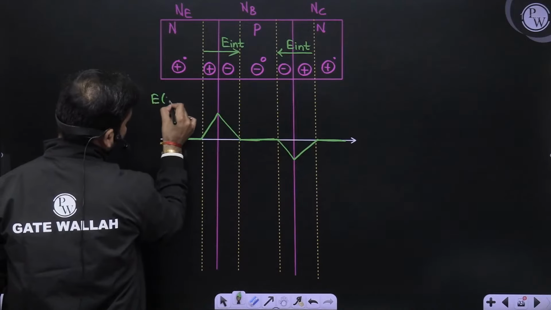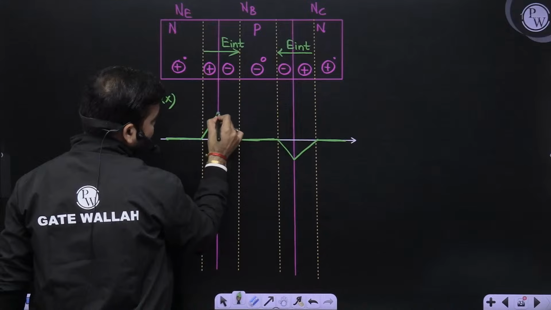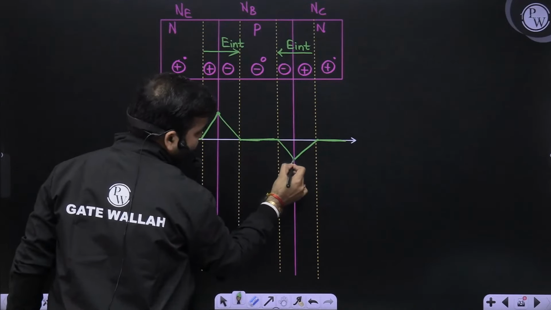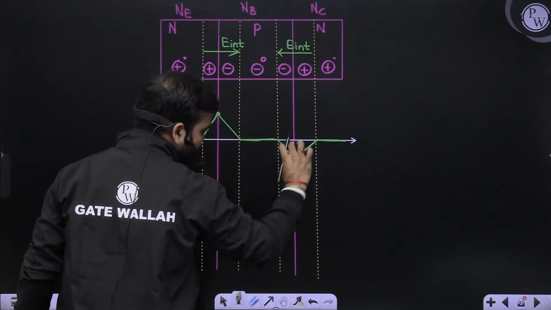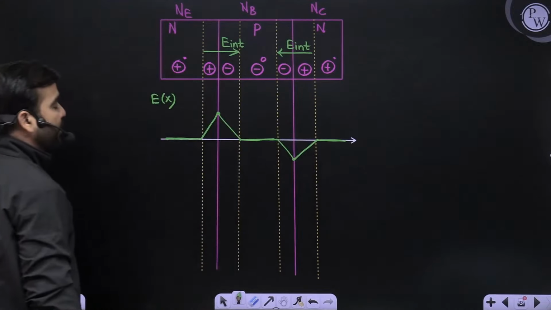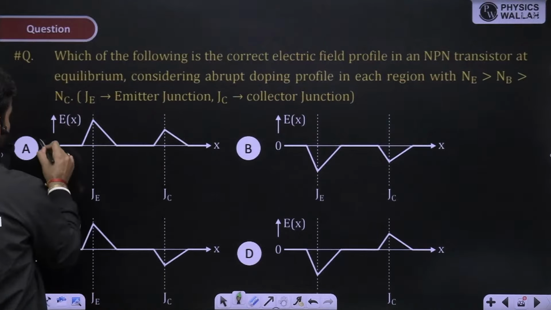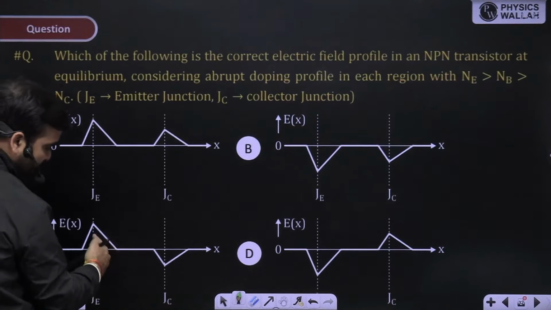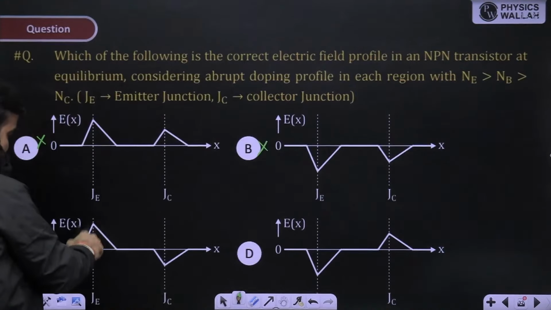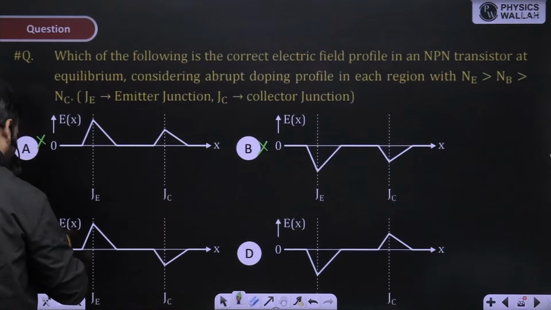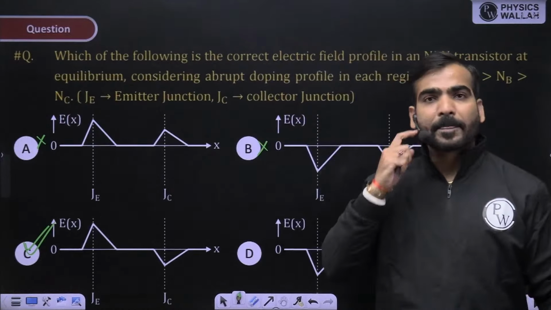And remember, since this PN junction is heavily doped compared to this, this height will be more and this height will be less. Meaning this peak value of the electric field will be higher and this peak value will be lower. So this will be the plot. The first one is upside, the second one is downside. Option C is correct. So C is the answer for this question.